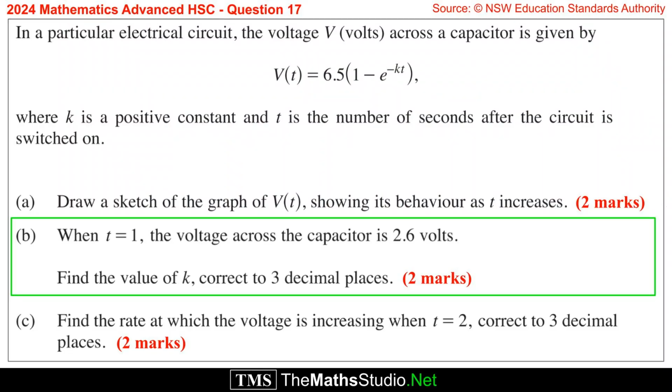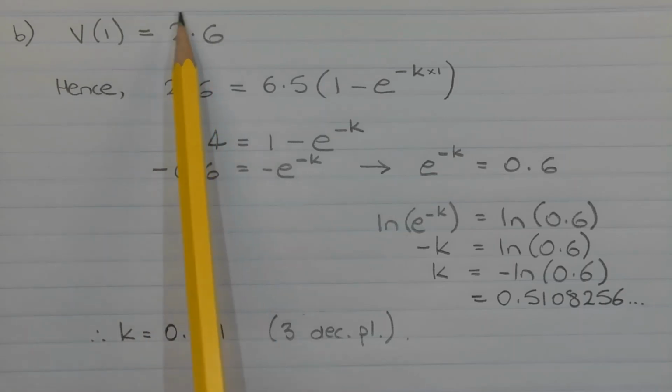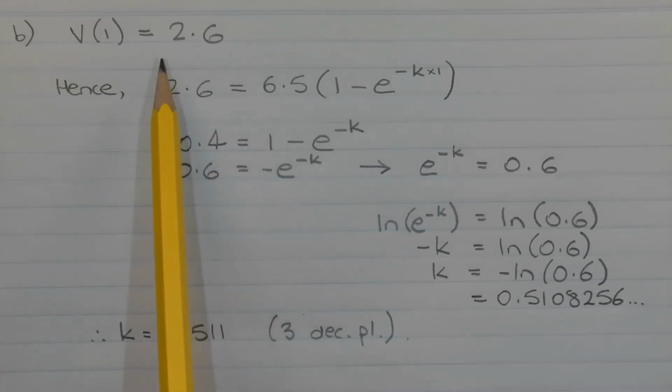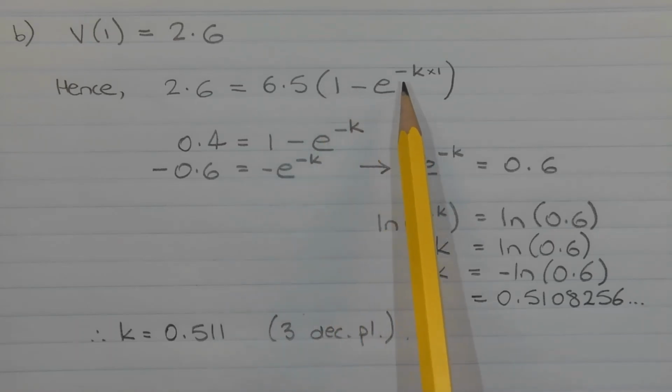Part B. When t equals 1, the voltage across the capacitor is 2.6 volts. Find the value of k, correct to 3 decimal places. We are given that V of 1 is equal to 2.6. In other words, when t equals 1, the voltage across the capacitor is 2.6 volts. Hence, we can form the equation 2.6 is equal to 6.5 times (1 minus e to the power of negative k times 1).